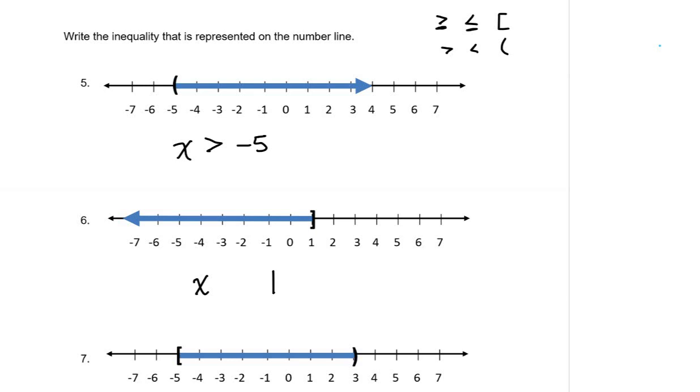I know that 1 is the number that I'm interested in, and I'm looking at numbers that are smaller than 1 or less than 1. So that's less than, actually I'm looking at numbers that are less than or equal to 1. So I need to put that equal to sign under there.